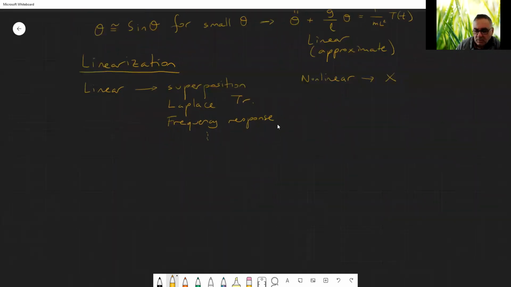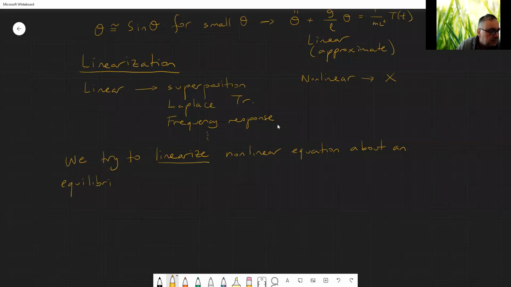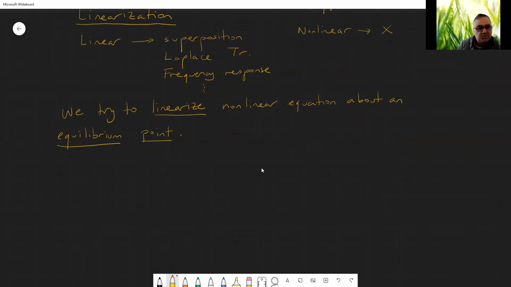So what we do is we try to linearize nonlinear equations about an equilibrium point. And this is important, equilibrium point. We assume that the system does not change much around the equilibrium, so that about that equilibrium, the system's response remains more or less the same.